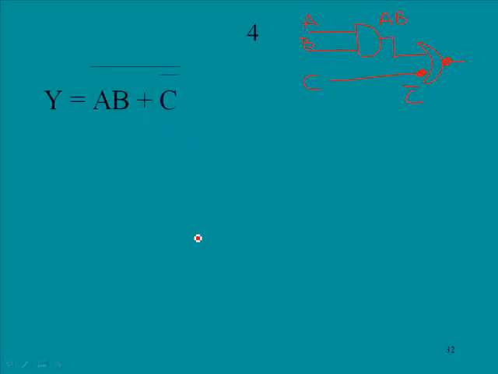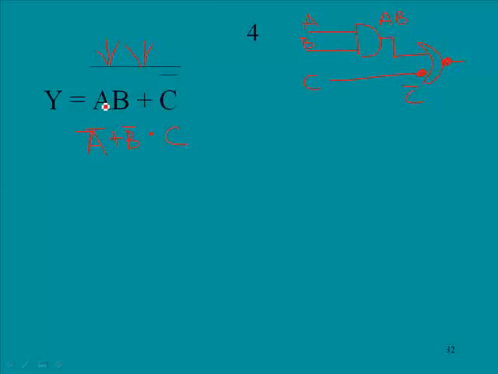Here's an AND, here's an AND, and this would be an OR. Okay, this is number 4 here, and this is our circuit, and we're going to split it here and here, and let's see, this would be A naught plus B naught, and then that would be ANDed with C.